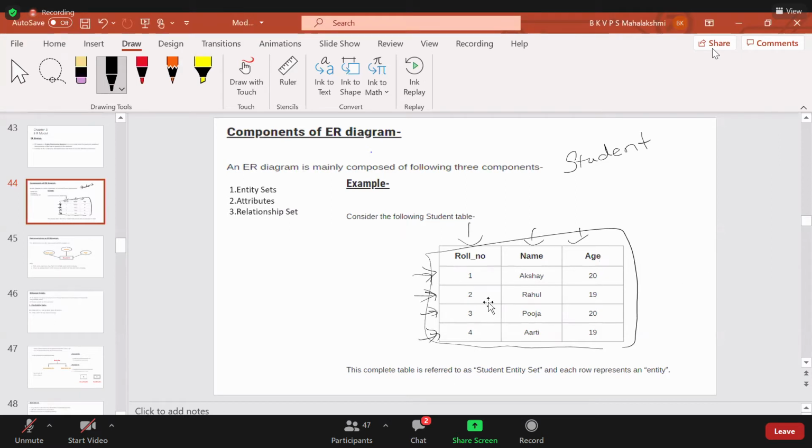So these are the records. Rows are nothing but this roll number 1. It gives us the student 1 record. So all these are called plural records: student 1 record, student 2 record, student 3, student 4. And coming to these 3, roll number, name, age, do you know what these 3 are in normal table terminology? What are these 3?